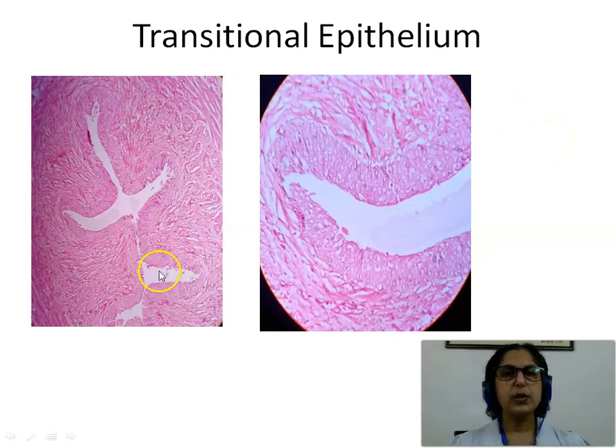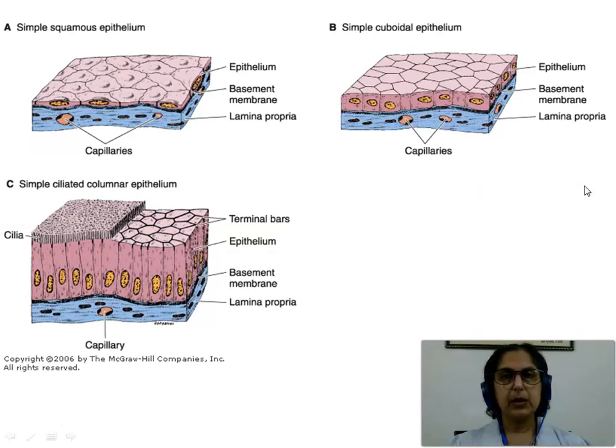What we see here is an H&E stain slide of the ureter, the low power view, which shows us the transitional epithelium, and a high power view here, which shows the basal layer, the middle layer of cells, and the surface layer of dome-shaped cells. So that is transitional epithelium. Thus we have studied the different types of stratified epithelia in this video. Let us have a quick review on the different types of epithelia which we have studied in these videos.